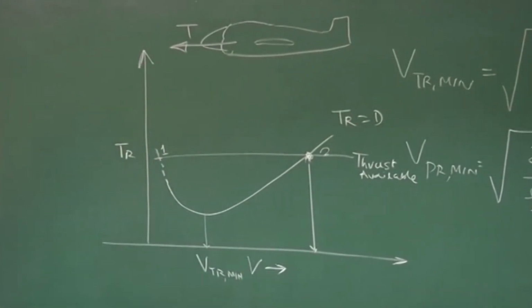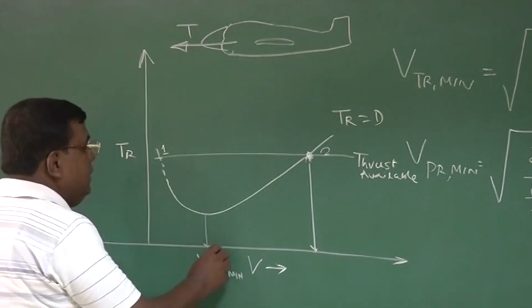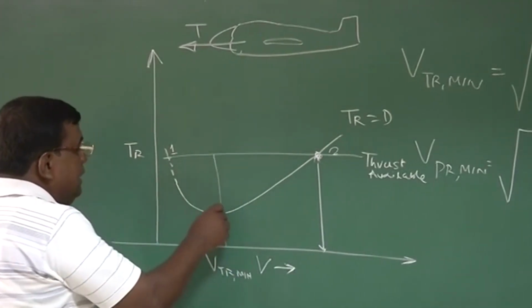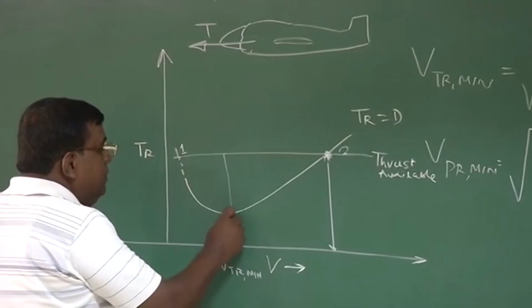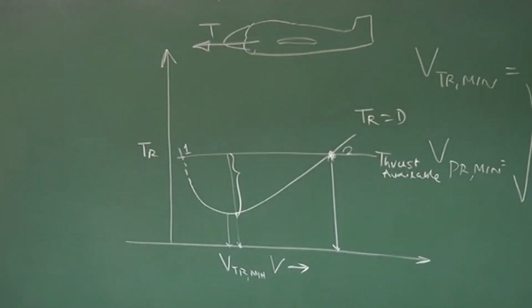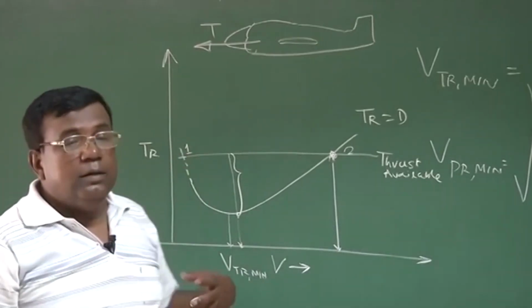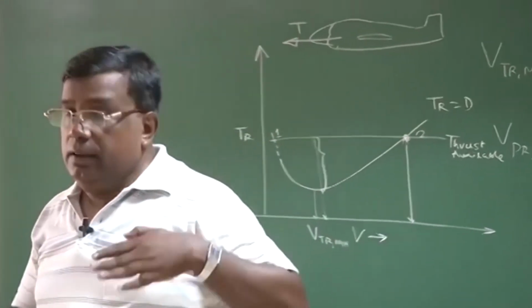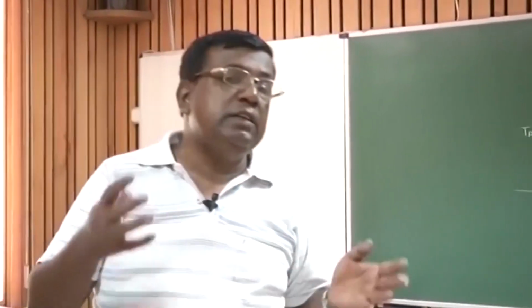But if I want to fly at some point here, you could see here that if I am flying at this speed, there is an excess thrust. This excess thrust can accelerate the airplane, it can lift off the airplane, so many things it could do.